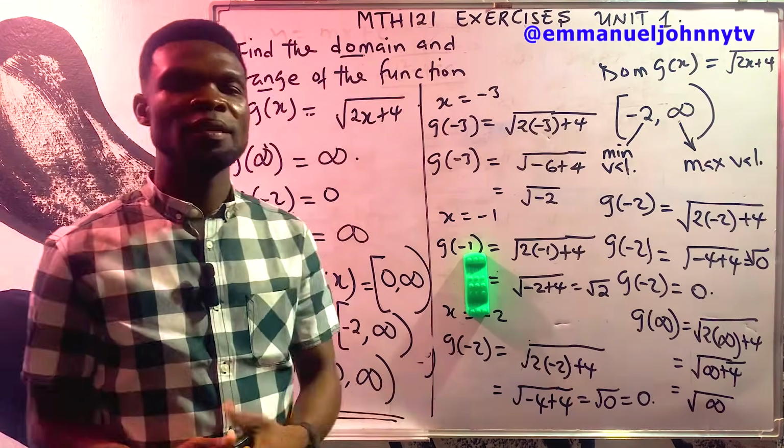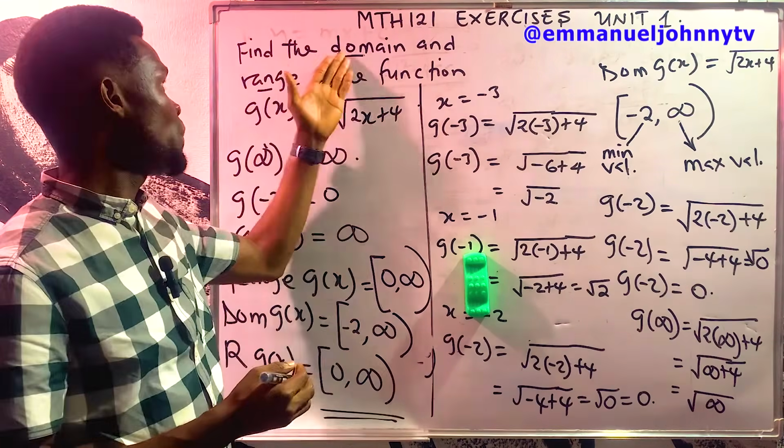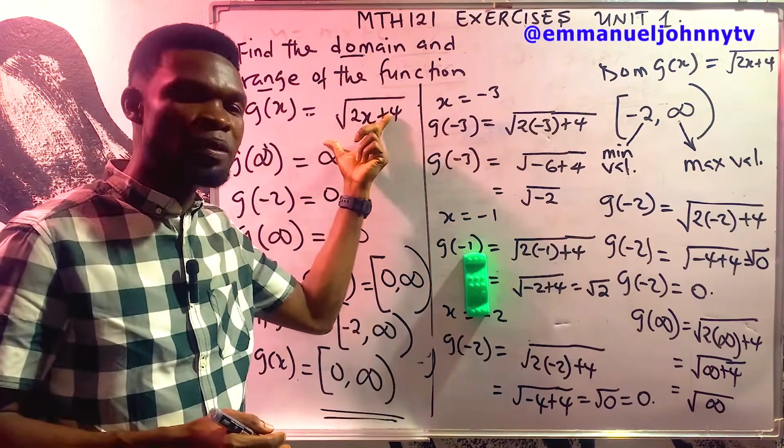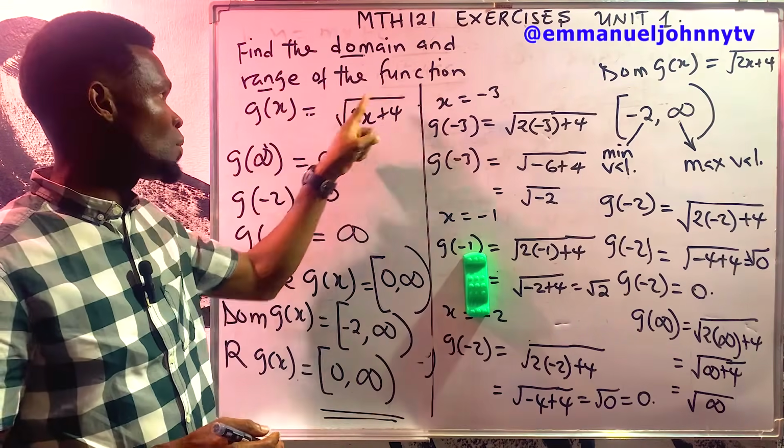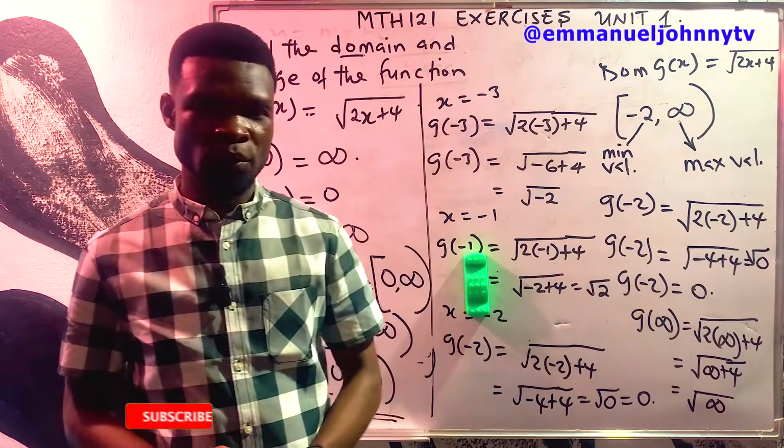Alright, so that is how you find the domain and the range of this particular root function g of x is equal to root 2x plus 4.